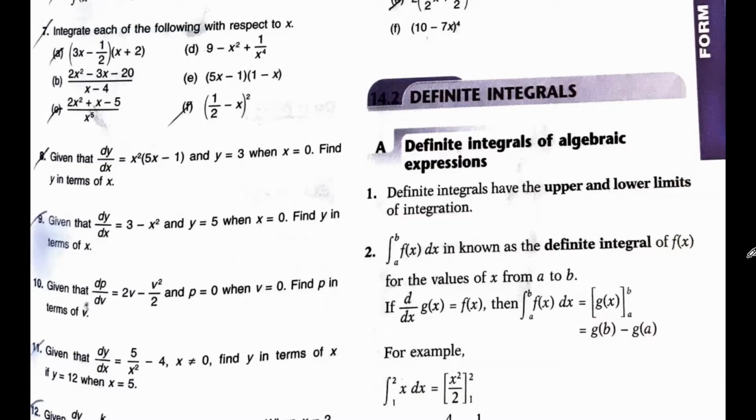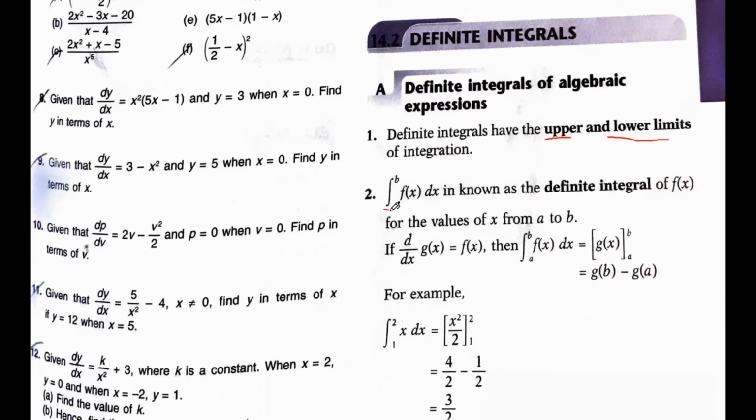Let's continue with integration. So 3.2, definite integrals. So what's the meaning of definite integrals? Definite integrals have the upper and lower limits of integration. So this is an example of definite integrals. We integrate function f(x) in terms of x, but we are given the limit from a to b. So b here is the upper limit, and a here is the lower limit. Okay, so this is known as definite integrals. We are given the limit from a to b.